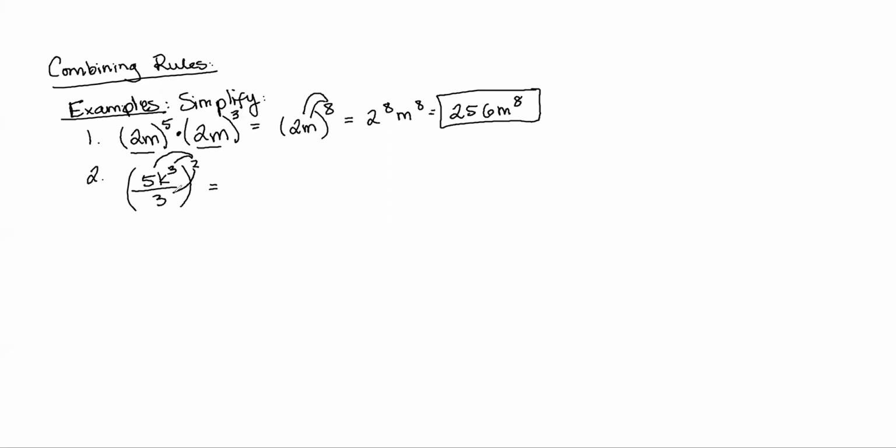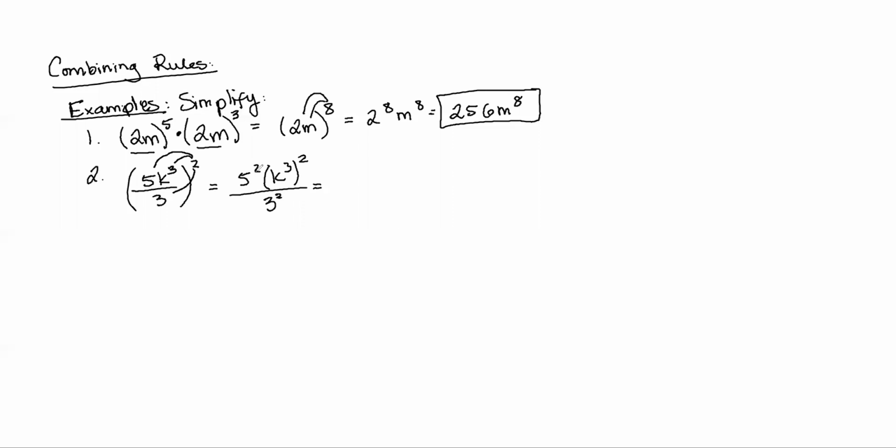So I'm going to write these out. So now we have 5 squared, k cubed squared. So make sure that k cubed is in parentheses. And then on the bottom, 3 squared. And then we'll simplify what we can.